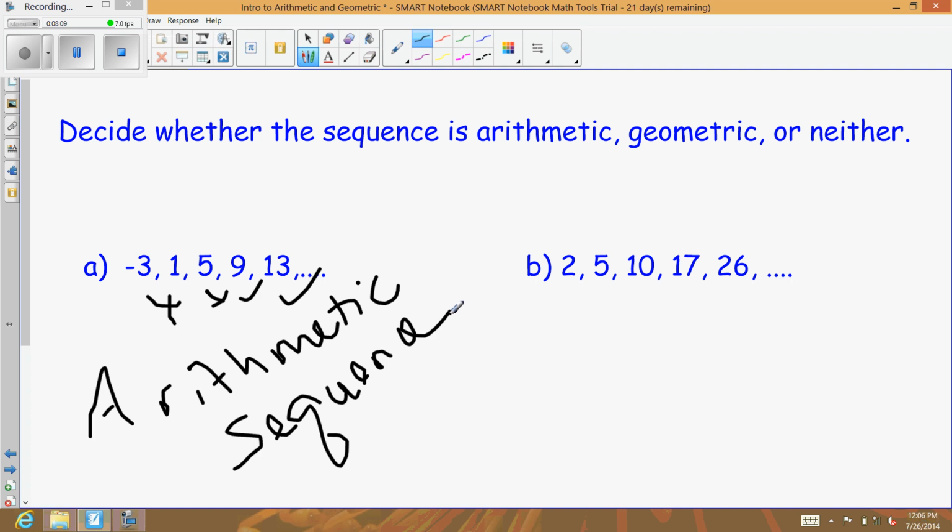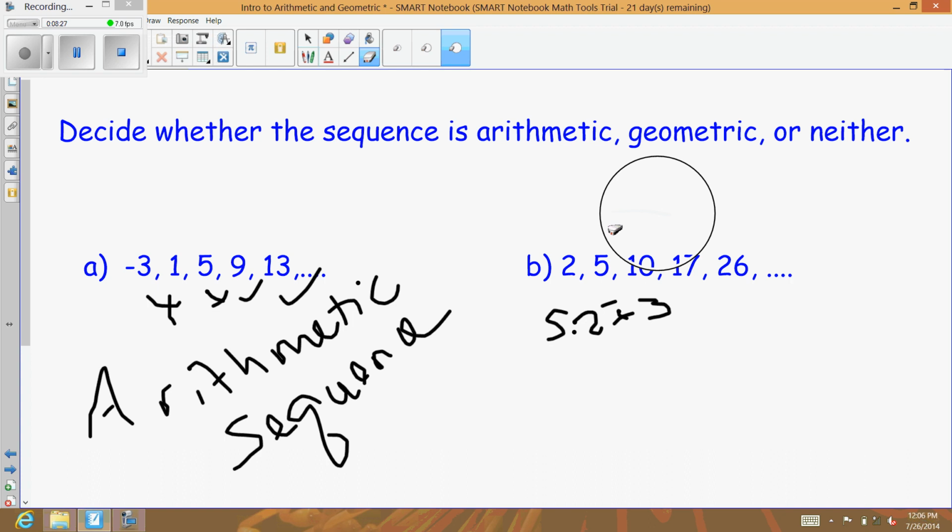All right, then we try the next one. 5 minus 2 gives me 3. It's beautiful, isn't it? 5 minus 2 gives me 3. So I'm saying that this is a difference of 3. Well, 5 plus 3 gives me 8. Okay, so that doesn't work. So it is not an arithmetic sequence.